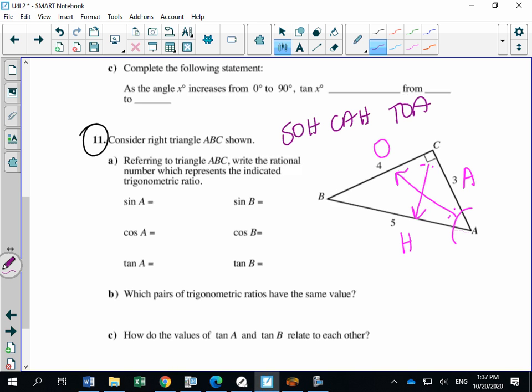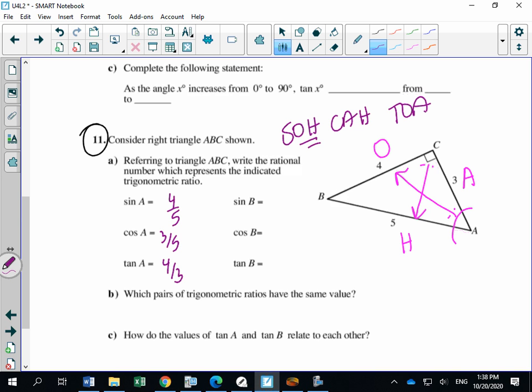And the sine of angle A, Alexa, would be what? Yes, opposite over hypotenuse, which is 4 over 5. The cos of angle A, Avery, would be what? Yes, that would be 3 over 5. And the tan of angle A would be, Kai, what would be the tan of angle A? Sorry? 4 over 3. Tan is TOA, yeah, 4 over 3.